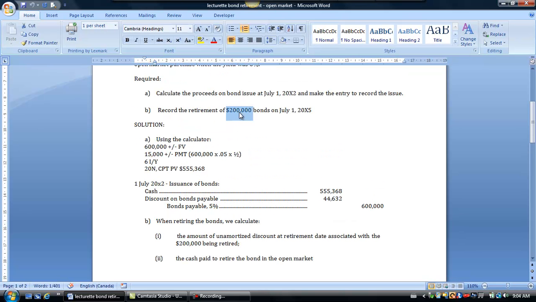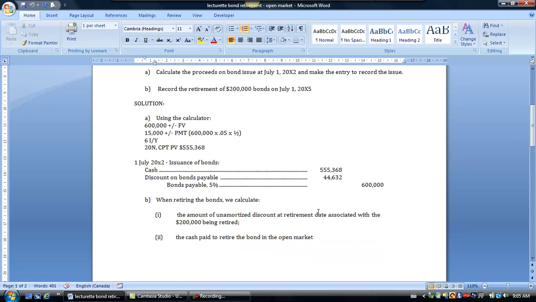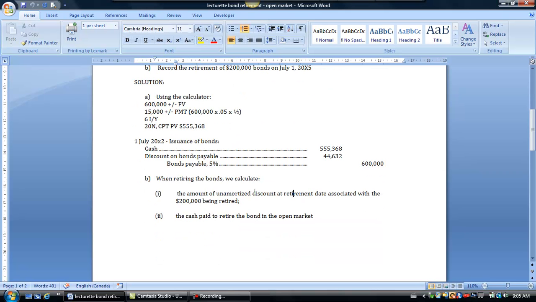Okay, so now when we retire the bonds, because now they want us to record the entry to retire bonds, but not all of the bonds, just $200,000 at July 1st X5, and don't forget we're retiring them based on the open market rate, which is 8%. The first thing we would normally do is calculate the amount of any unamortized discount at the retirement date associated with the $200,000 in bonds being retired.